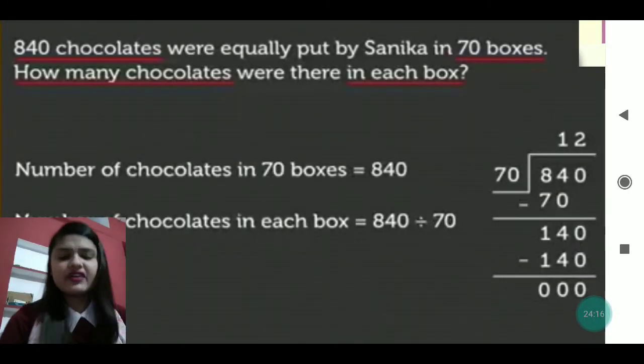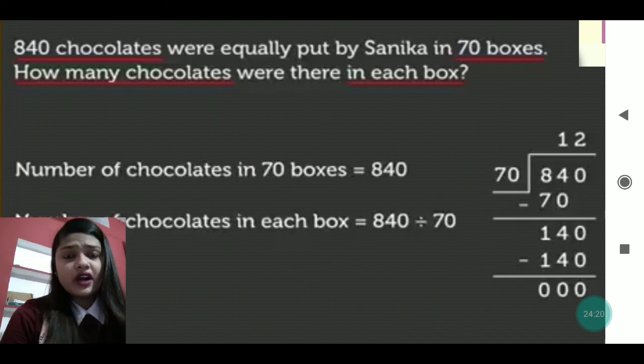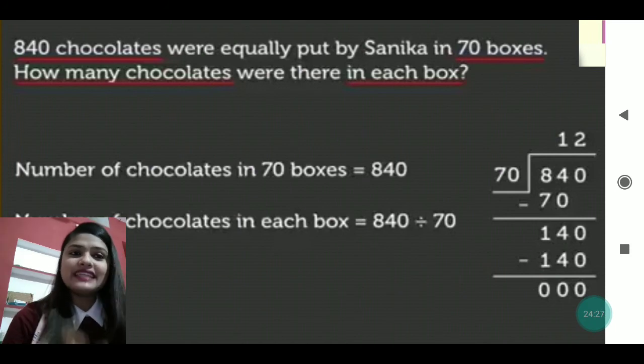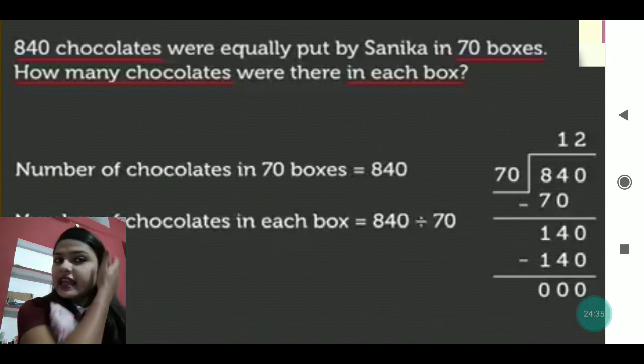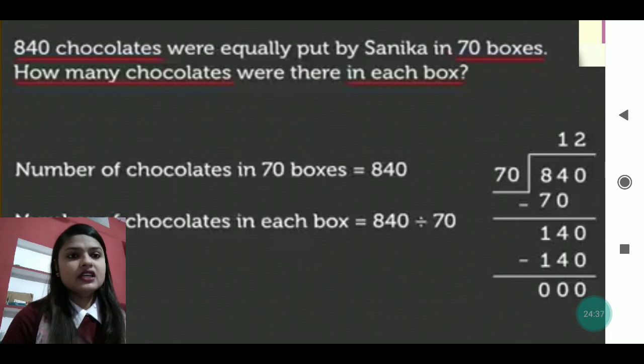Now students, we are with the new question. What is the question? 840 chocolates. We are talking about chocolates here. 840 chocolates were equally put by Sanika in 70 boxes. Okay, there is the name of a girl given. What is the name? Sanika. That Sanika has put 840 chocolates in 70 boxes. How many chocolates were put in each box?